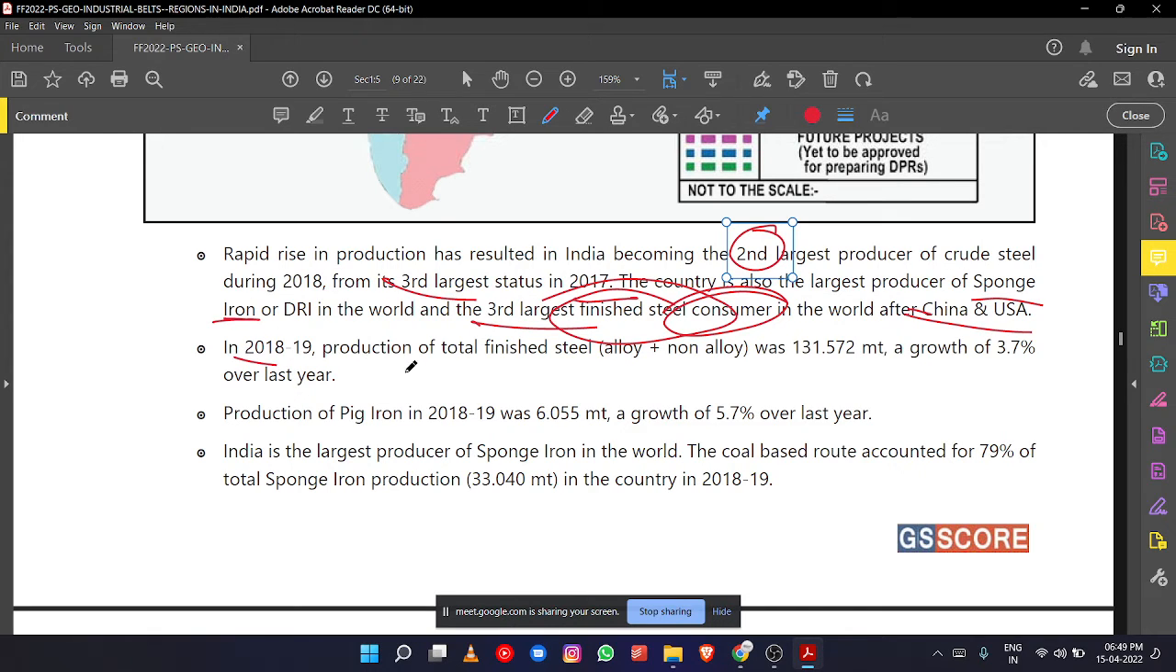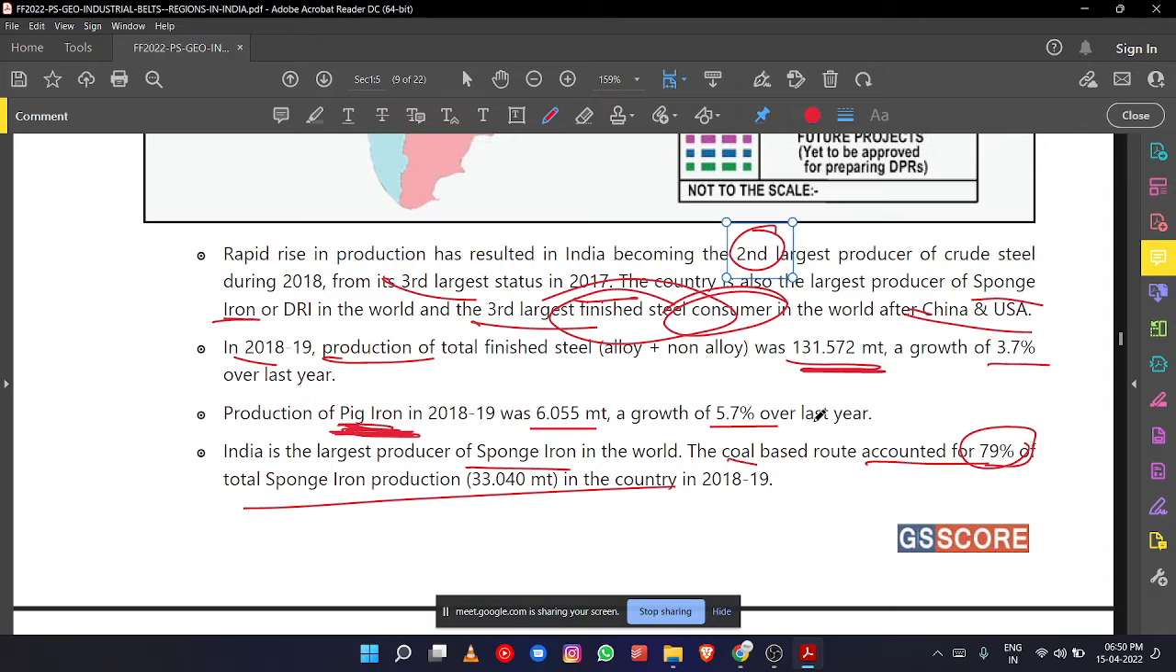In 2018-19, production of finished steel, not the consumption, was about 131 million tons, with 3.7% growth. Production of pig iron, another type of iron, is used for industrial purpose specially and construction purpose. This pig iron was 6 million tons, so it has grown by 5.7%. India is the largest producer of sponge iron, and the coal-based route accounted for 79% of the total sponge iron production.